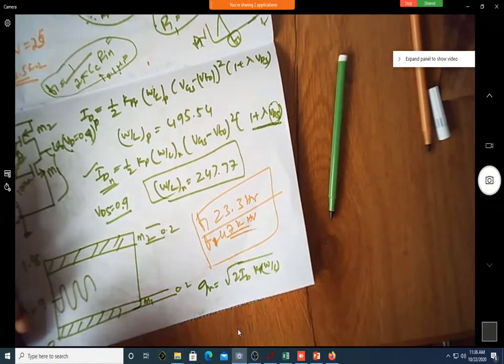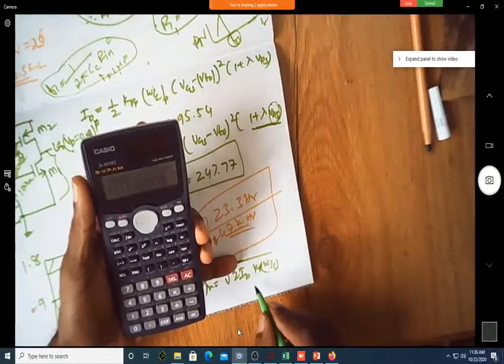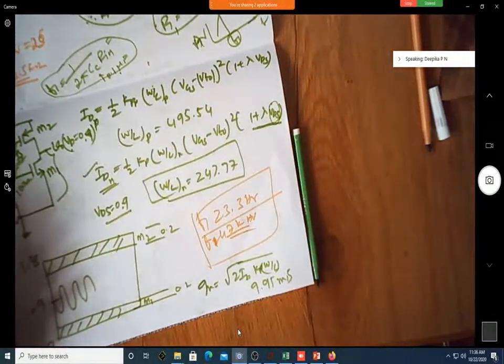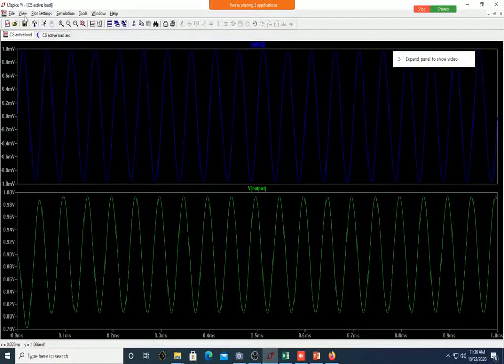247.77 equals under root of answer. Can you see it is 9.95 milli? Yes, sir. 9.95 millisiemens. That's what you got in that one, no? In the simulation, what did you get? Where is that? Where do I get it?